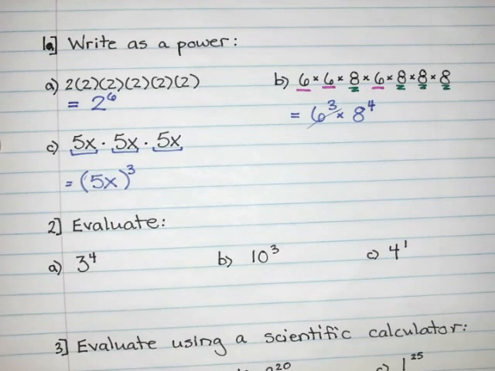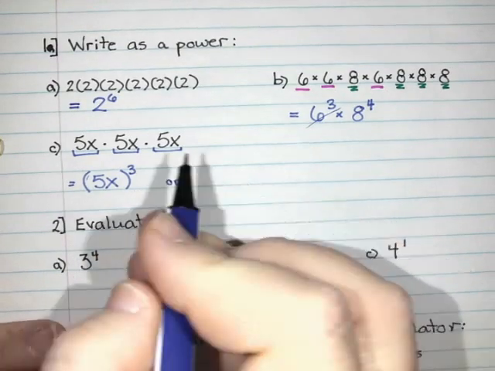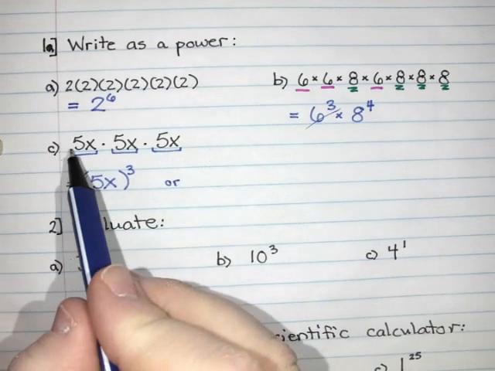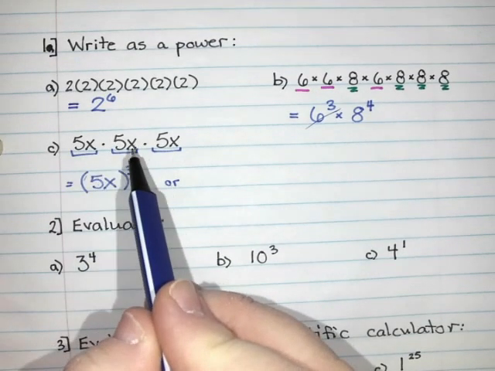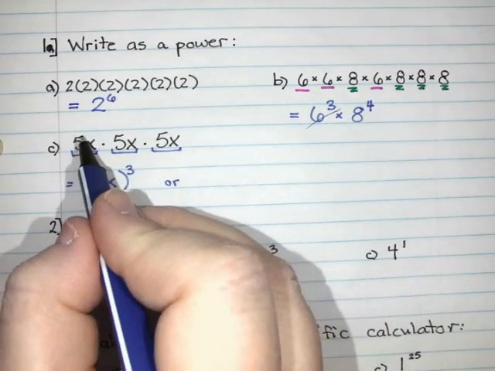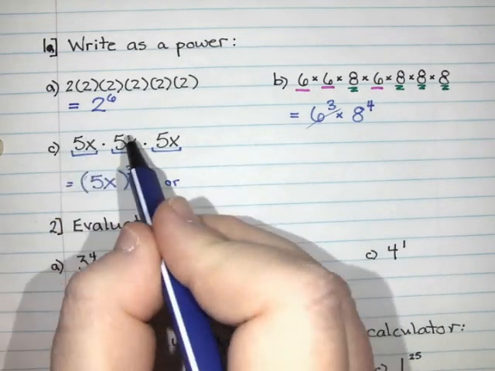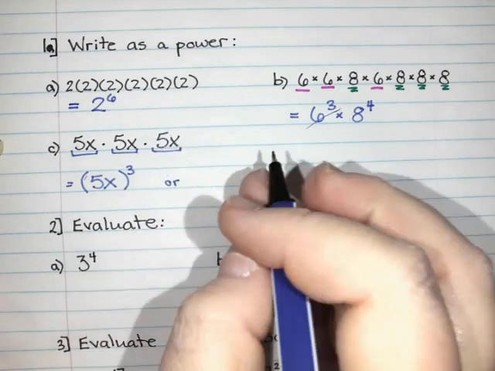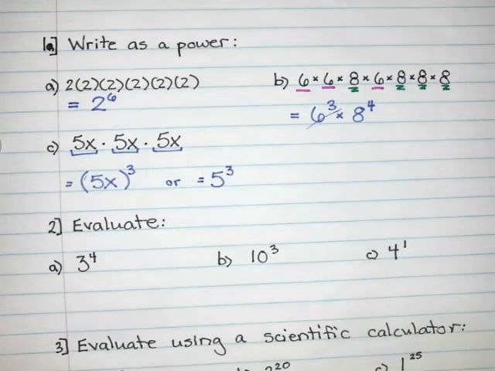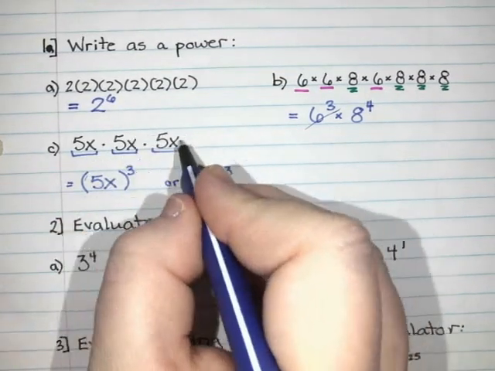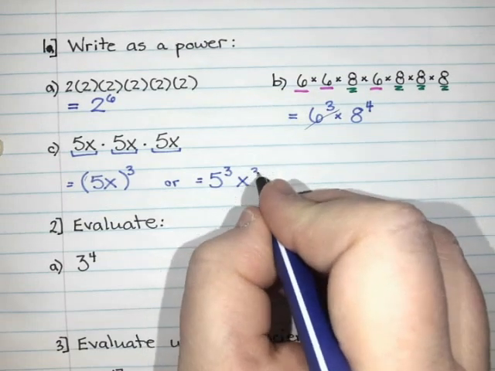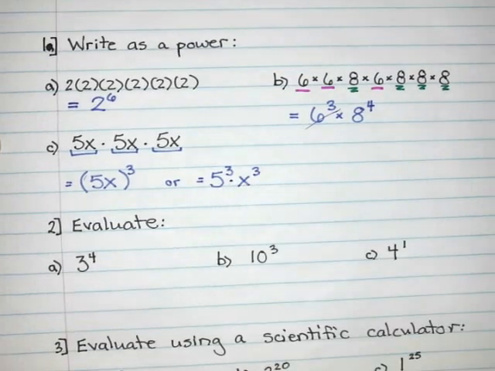Now there is another way to do it. 5x really just means 5 times x. So I have 5 times x times 5 times x times 5 times x. We could do the same thing we did here, and I could put the 5's all together. There are 1, 2, 3 of those 5's, so I could say this is 5 to the power of 3. And then there's 1, 2, 3 x's, so times x to the power of 3. I'm going to use a little dot for multiplication.